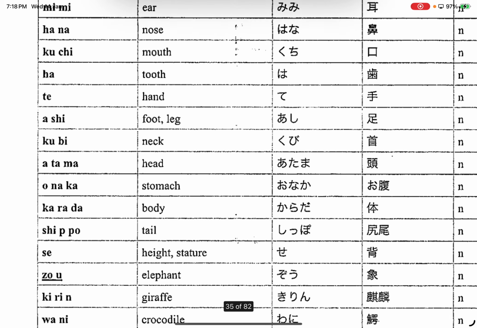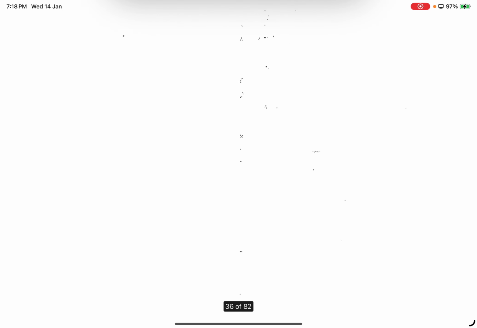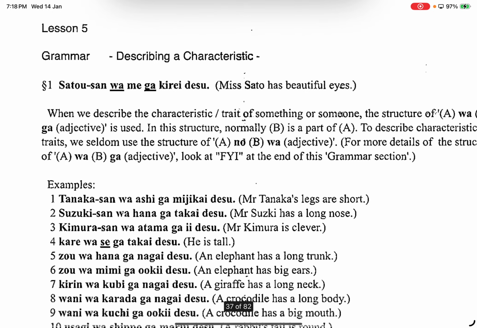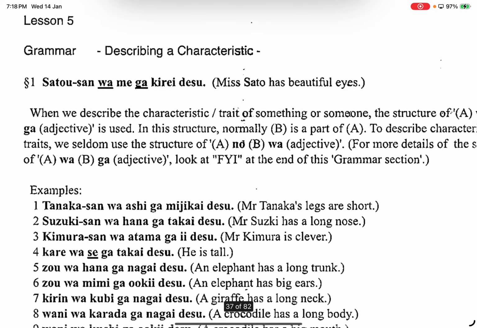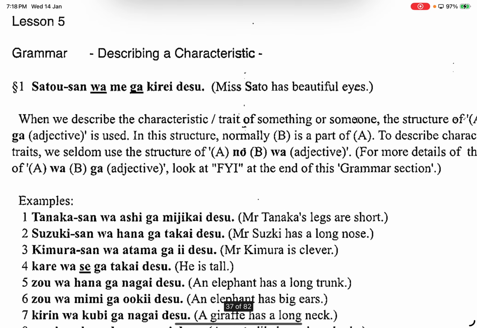Then let's talk about lesson 5 grammar. We also covered this last week. Okay, let's revise on this one. Number 1. 佐藤さんは目が綺麗です. Alright, so now we have two particles in this sentence. It is underlined, it is called wa, and it is called ga.